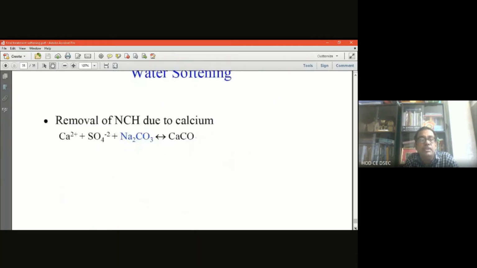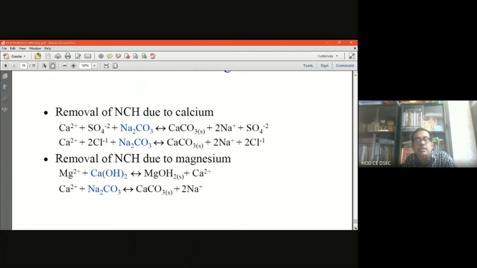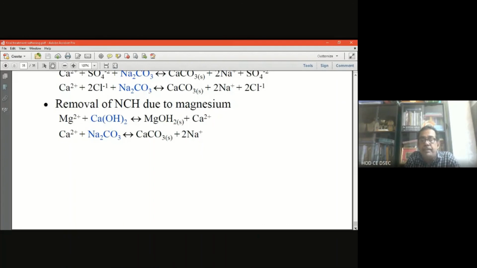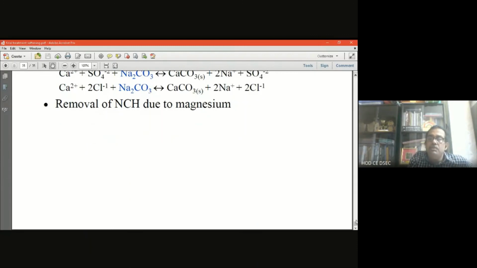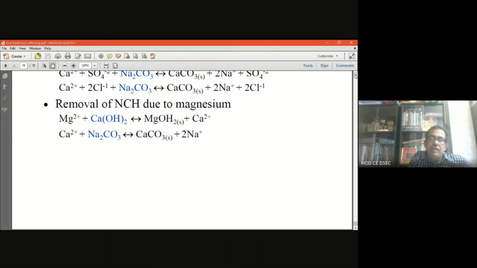Now for non-carbonate hardness, you see the removal. Adding sodium carbonate, calcium carbonate precipitate is formed. Then chloride, which is responsible for permanent hardness, on addition of sodium carbonate forms calcium carbonate. Then for the non-carbonate hardness, adding calcium hydroxide, insoluble magnesium hydroxide is formed. So these are the mechanisms involved in permanent hardness. Ultimately, whether temporary or permanent, our target is to convert the soluble salts into insoluble precipitate to make the water soft.